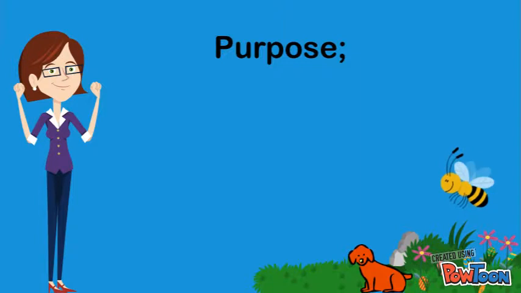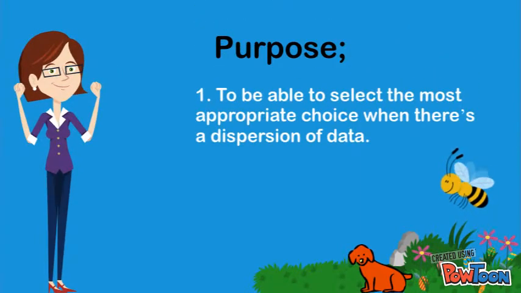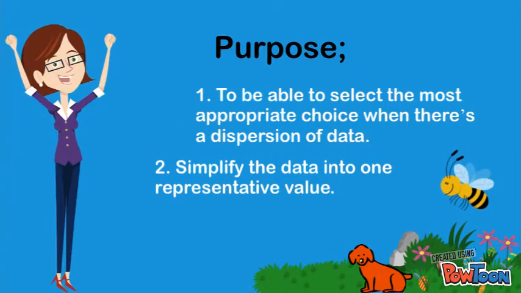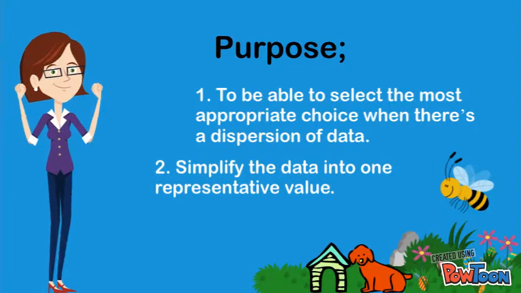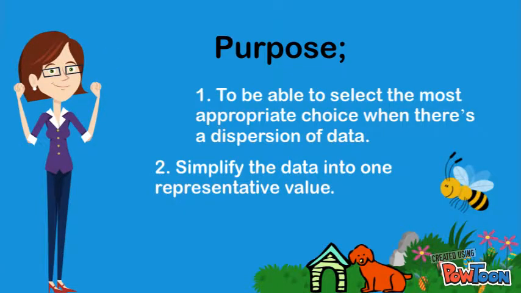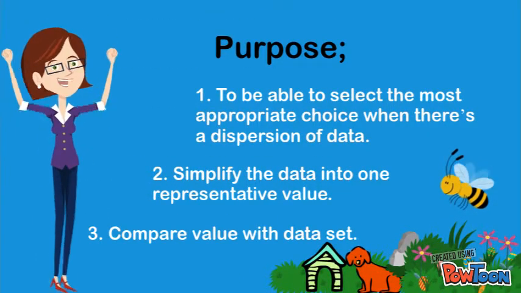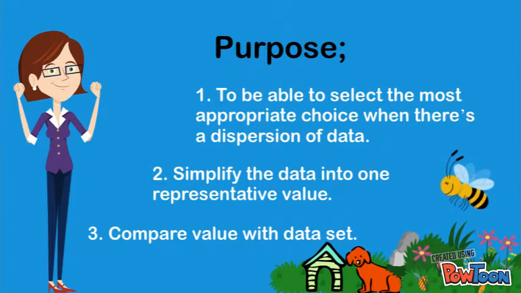The purpose of measuring central tendency is to be able to choose the most appropriate and effective choice of measuring the dispersion of data. The second purpose is to help simplify the data into one representative value. It will be very easy and useful to compare the central tendency of one data set to another. The last purpose is to easily compare the representative value to the entire set of data.